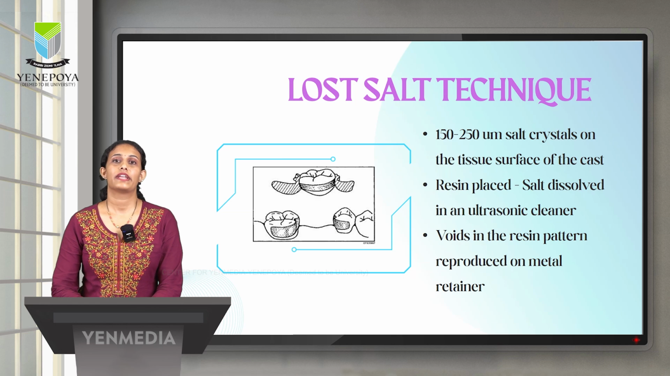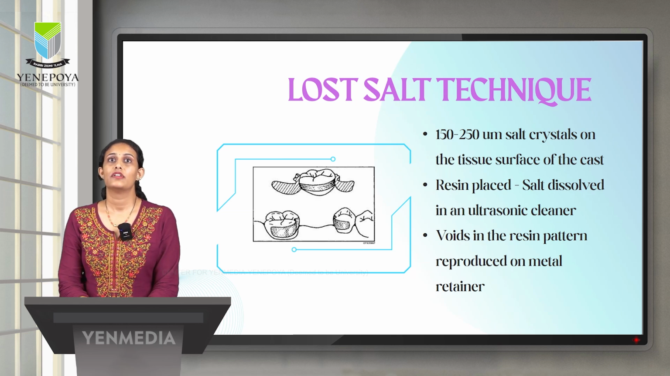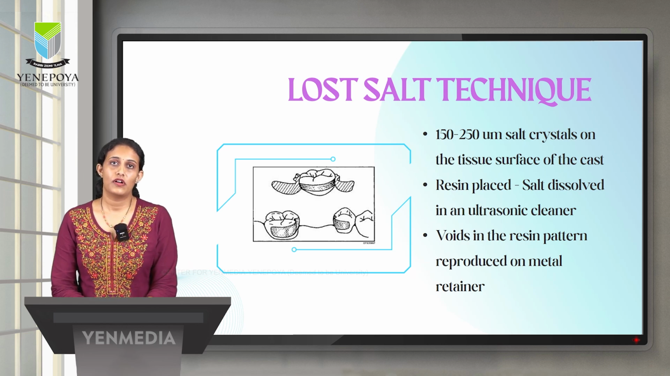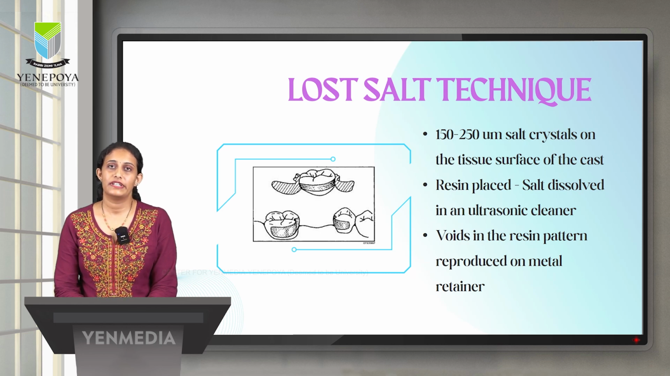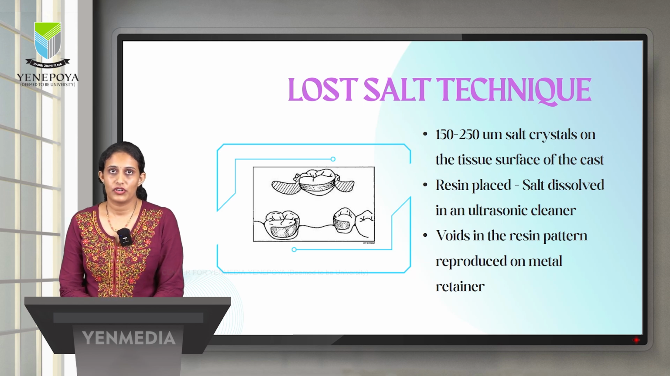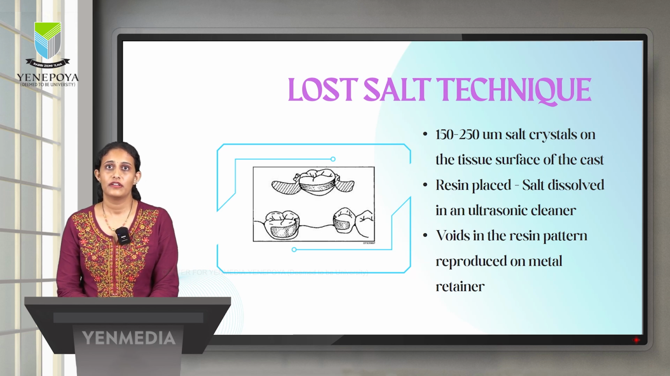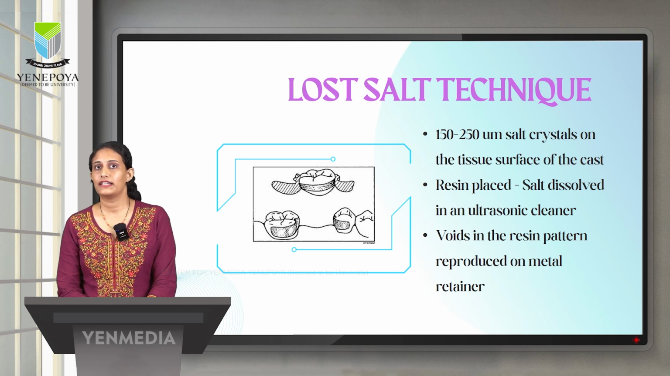Now in the lost salt technique, we use 150 to 250 micrometer crystals of salt on the tissue surface of the cast. Once the salt is placed, we place resin over it and make the pattern of the retainers, and then the salt is dissolved in an ultrasonic cleaner. Now when this salt dissolves, it forms voids on the surface of the resin pattern of the retainer, and it is reproduced on the metal retainer.